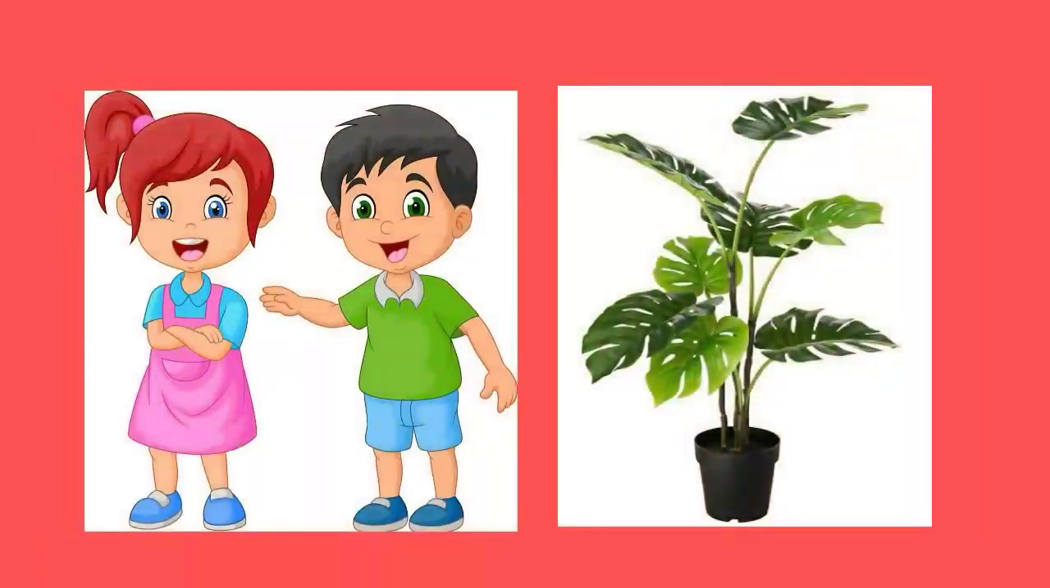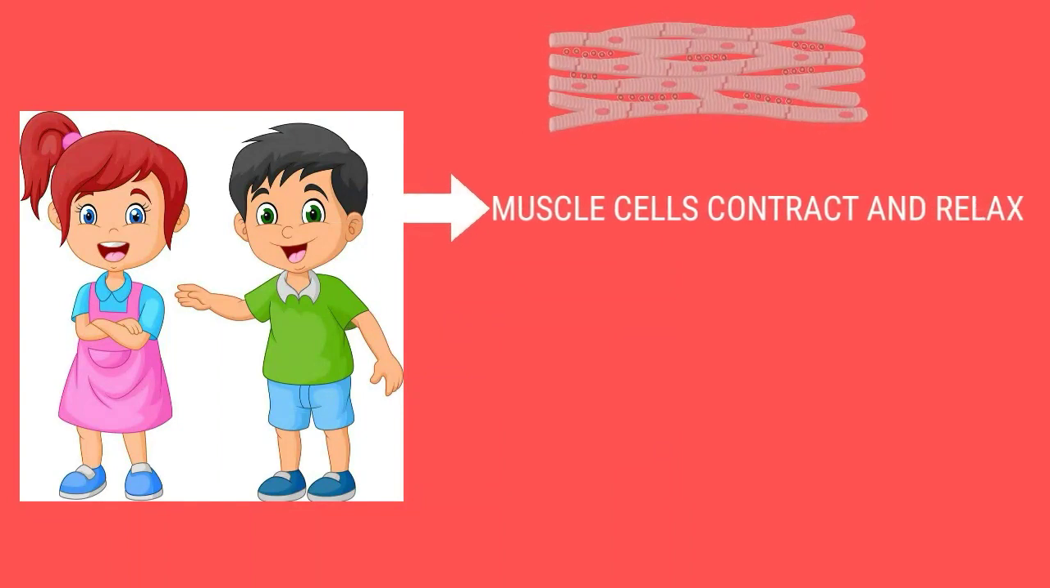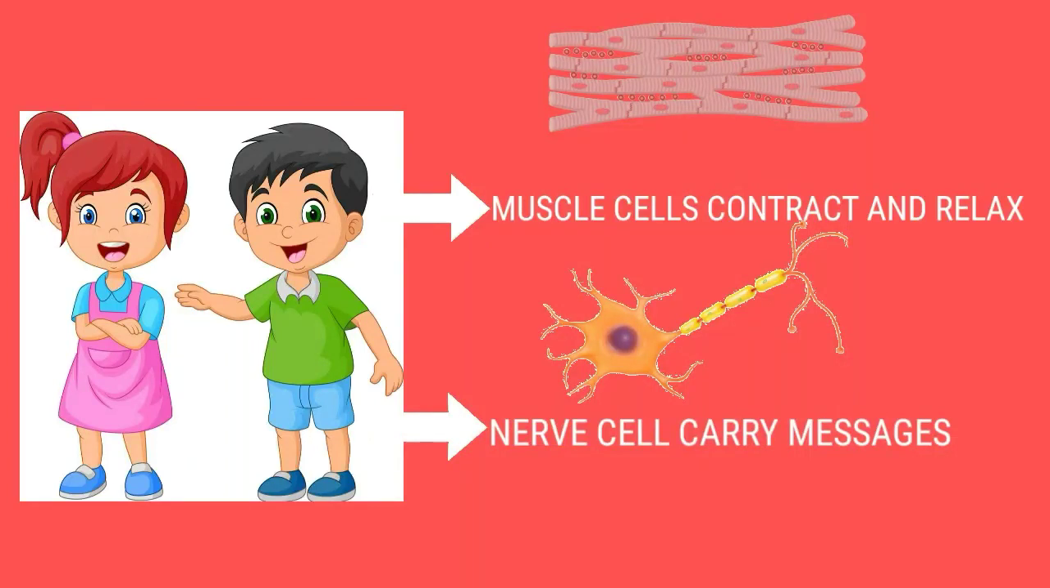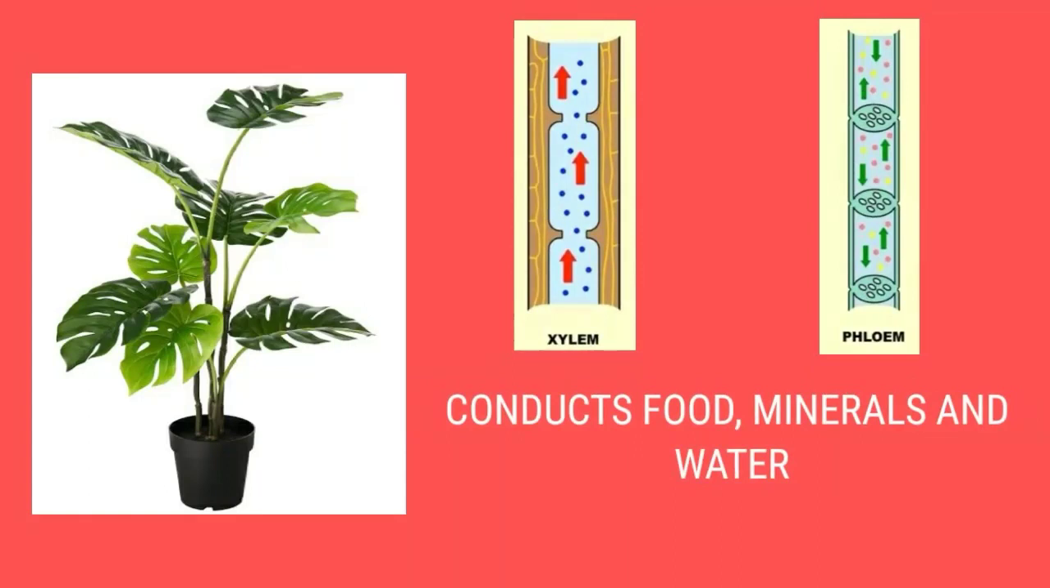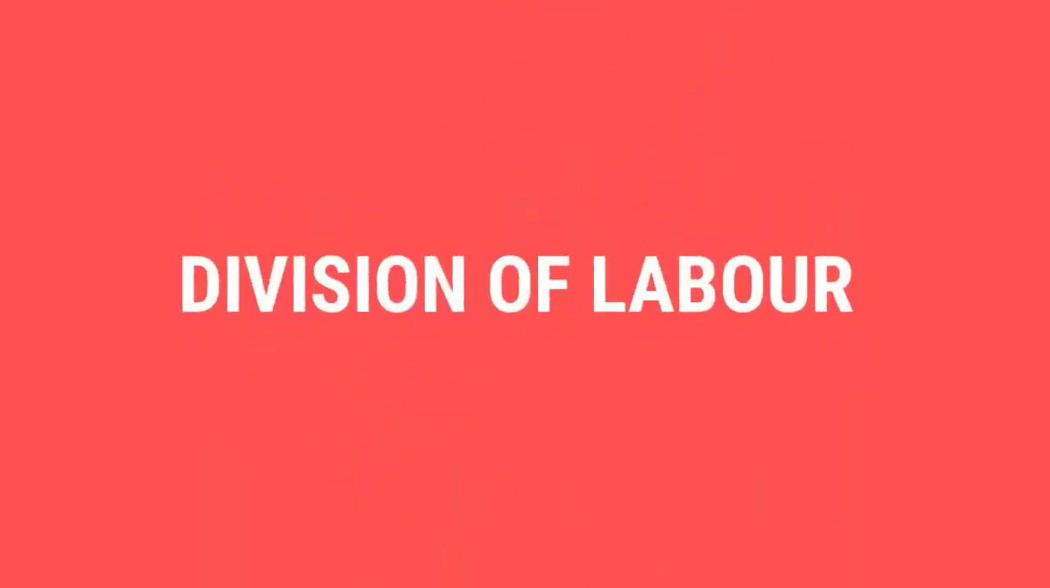But in multicellular organisms, groups of cells are specialized to perform a few functions only. For example, in human beings, muscle cells contract and relax to cause movement of a body part. Nerve cells carry messages and so on. In plants, xylem and phloem conduct food, minerals and water. There is a division of labor in multicellular organisms.